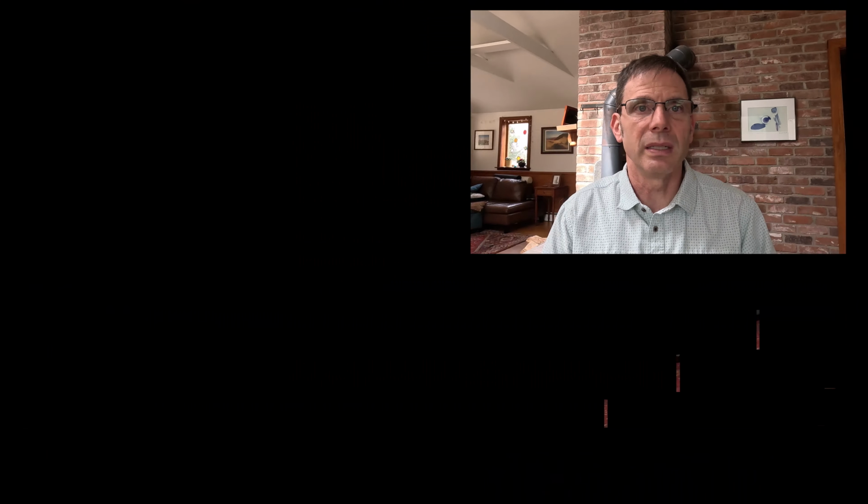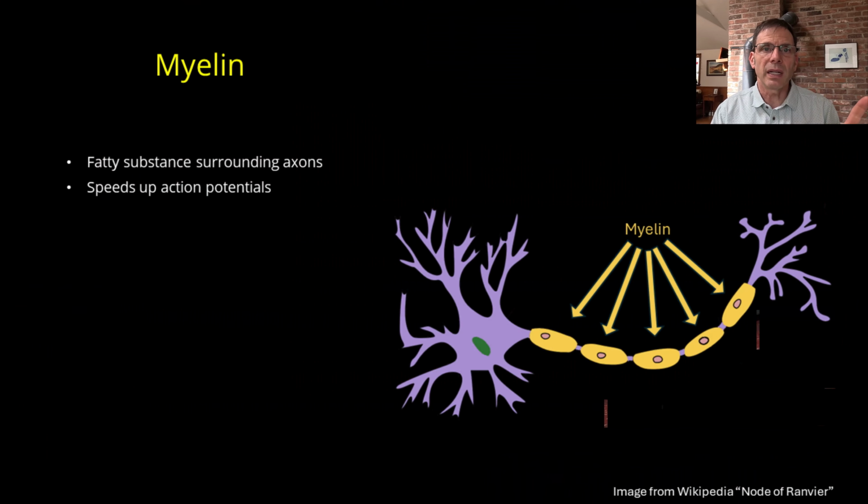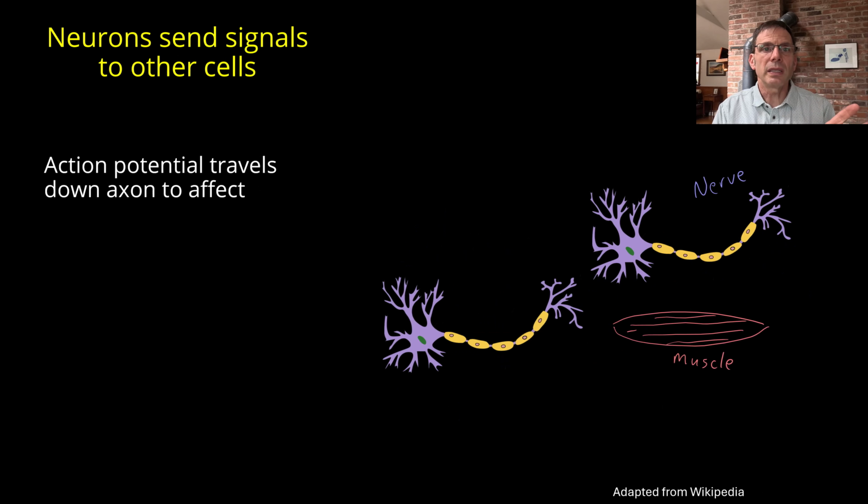Hey everyone, today's video is about myelin. Myelin is a fatty substance that insulates axons and speeds up the rate at which action potentials travel from one place to another. Neurons are cells that transmit information along axons as electrical impulses called action potentials.